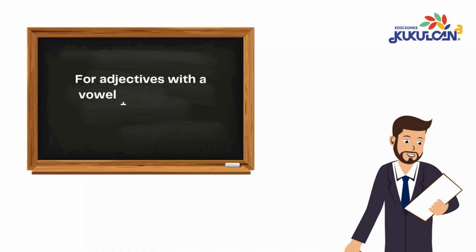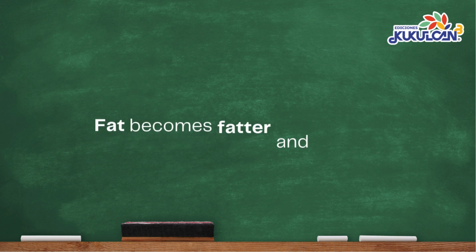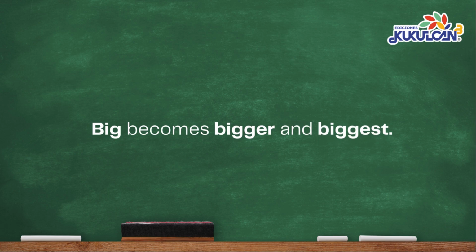3. For adjectives with a vowel plus consonant, we double the consonant. Fat becomes fatter and fattest. Big becomes bigger and biggest.